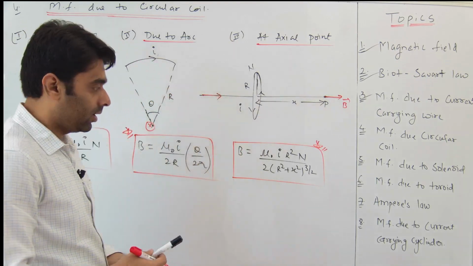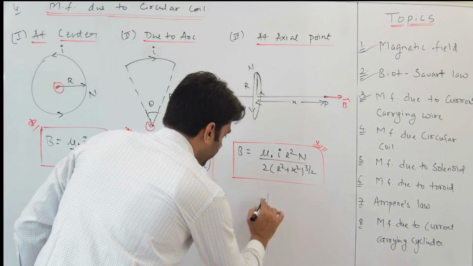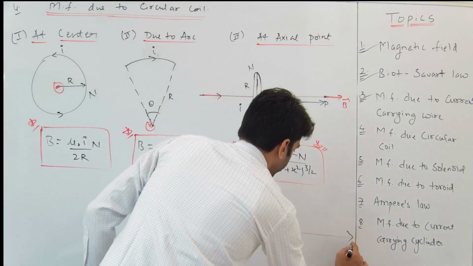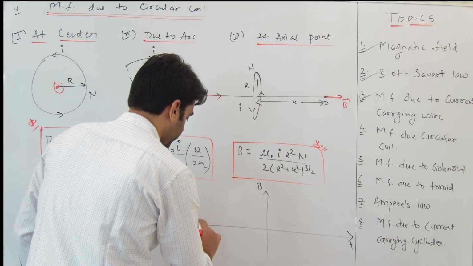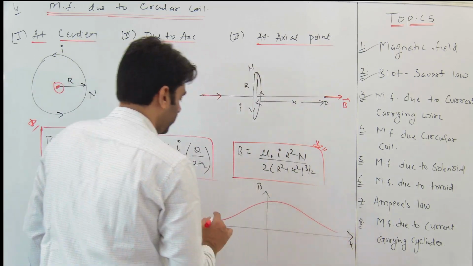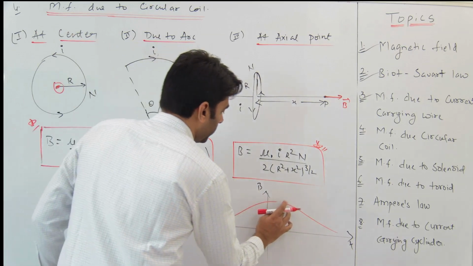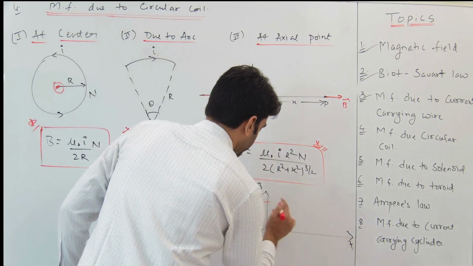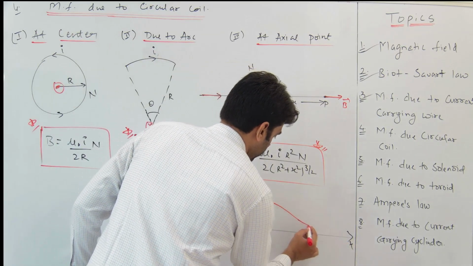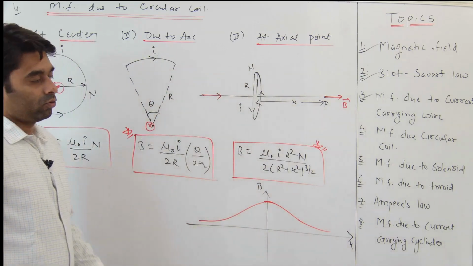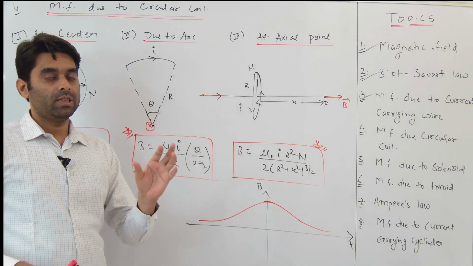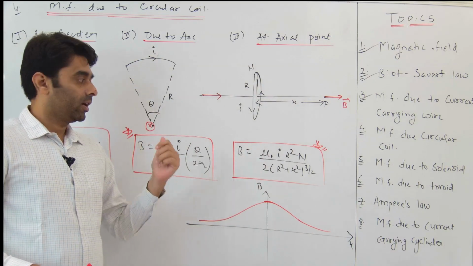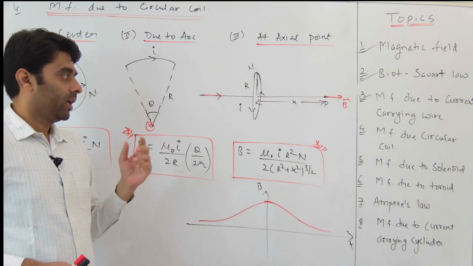If we plot a curve for magnetic field versus x, the curve comes out something like this. This is the curve that you will be getting. The maximum will be at the origin. Fine. I hope all these results are clear. Results are important. You must have clarity in your mind about what the results are and how to use them. Let us move ahead.